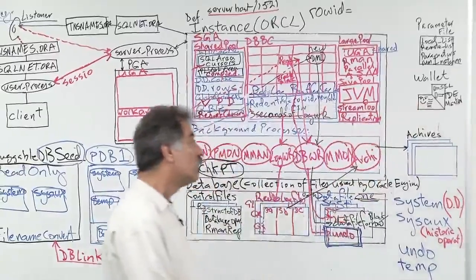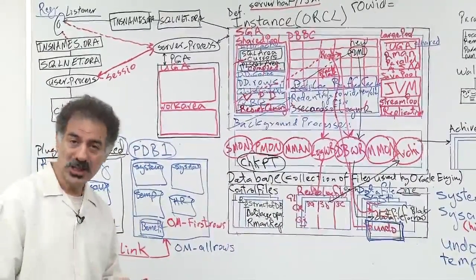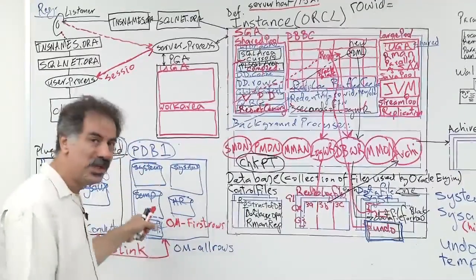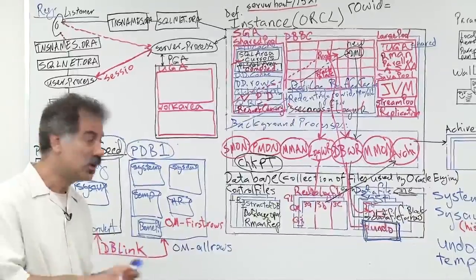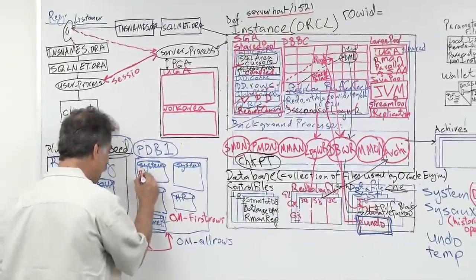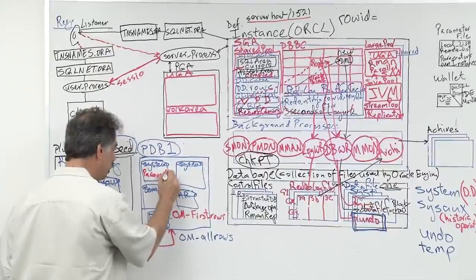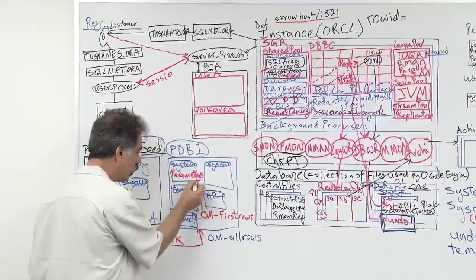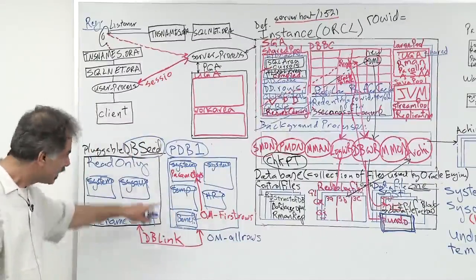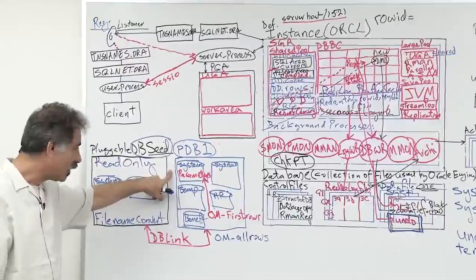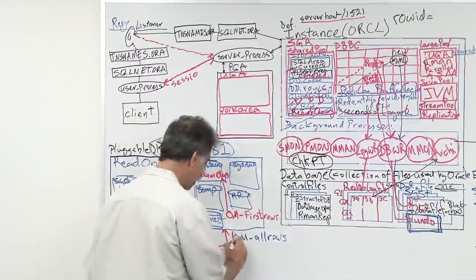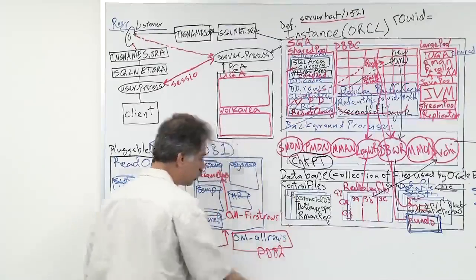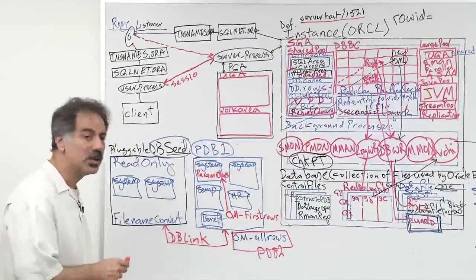So what do we do? We have moved all of the associated parameters that you can use at the PDB level to the PDBs. And the parameters for the PDBs are stored in the system file of each PDB. So now, when I set optimizer mode for PDB1 to first rows, that is stored in the data dictionary of my first PDB. If I set optimizer mode to all rows for PDB2, this will then be held in the data dictionary of PDB2.